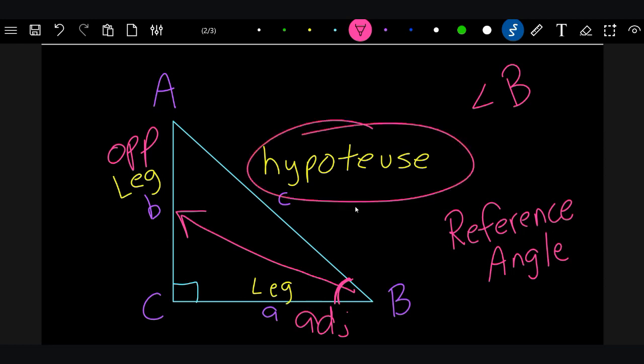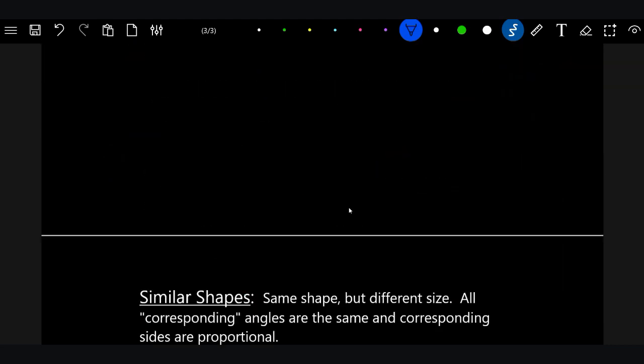Here's what can't change. The hypotenuse can never change. The hypotenuse is always across from C. The opposite and the adjacent can change, based on the reference angle. In this case, we were looking at B, so we needed to focus on B. In the last case, we were focused on A, so we looked at A. So depending on which reference angle you're talking about, the opposite and the adjacent can change. The hypotenuse never changes. It's very important to remember that.